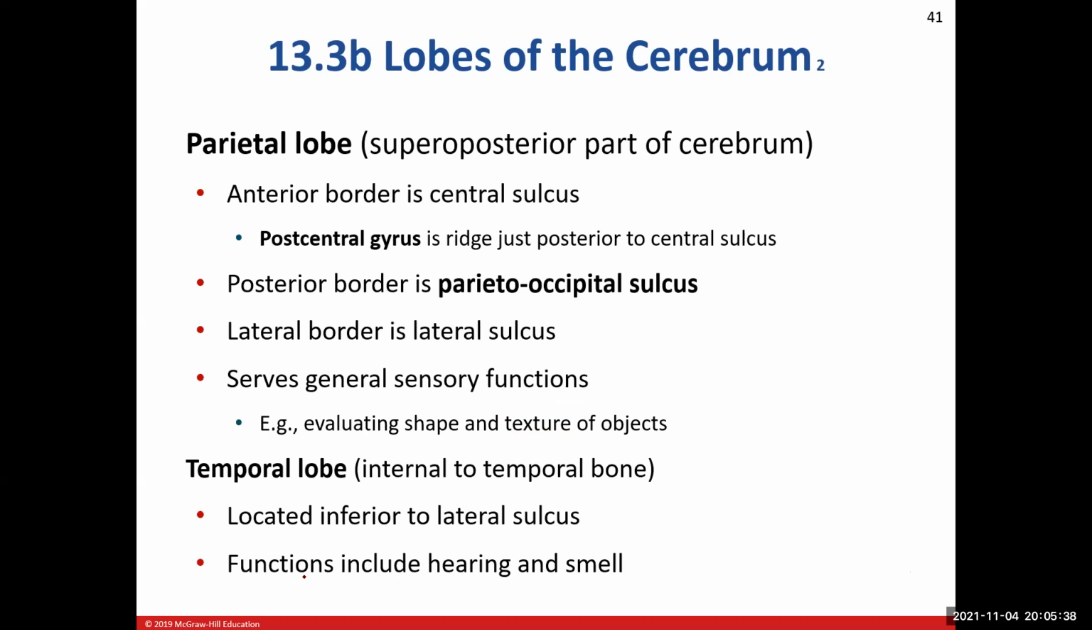The next lobe is the parietal lobe. Keep in mind, if you have a good understanding of the cranial bones and where they're located on the skull, then you'll have a good understanding of where these lobes are in relation to the cerebrum. So for the parietal lobe, the anterior border is going to be the central sulcus.